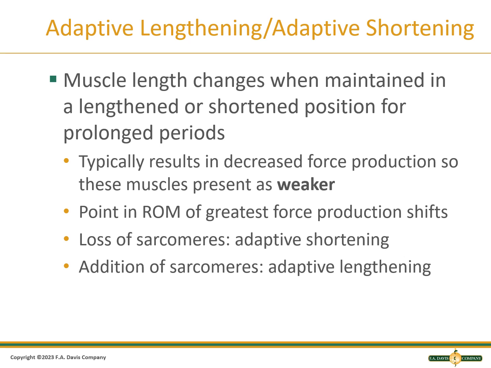Typically, we see the point of greatest force production for a muscle in the middle of the range of motion. Remember, where the sarcomere still has room to shorten or lengthen, and all of the myosin heads can bind. But when we have adaptive shortening and adaptive lengthening, that point will change within the range of motion, and it can influence our functional strength. With adaptive shortening, we see a loss of sarcomeres, and with adaptive lengthening, we see an addition of sarcomeres.